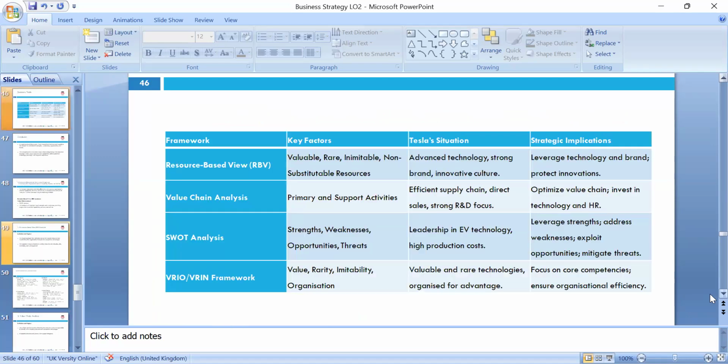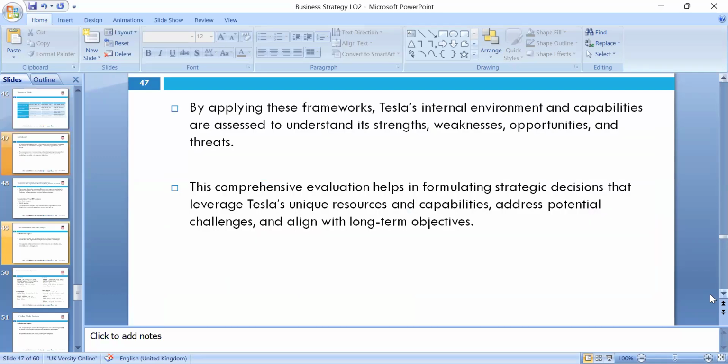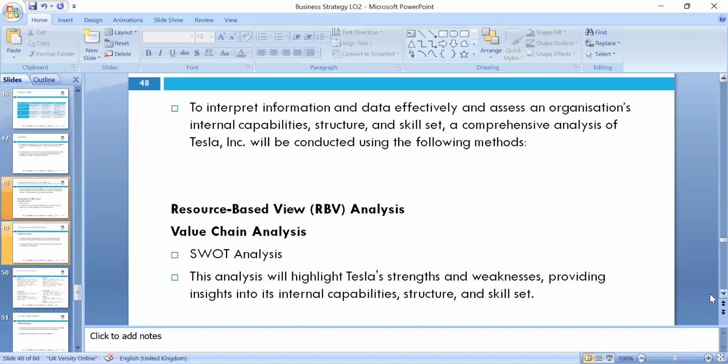Okay, these can all be summarized: resource-based view, value chain, SWOT, and VRIO, showing how Tesla is using them and focusing on the key points, bringing efficiency, the Tesla situation, key factors, and the strategic implication on Tesla's business. By applying these, Tesla's internal environment and capabilities are assessed to understand the strengths, weaknesses, opportunities, and threats, bringing the competitive advantage that Tesla has over others.